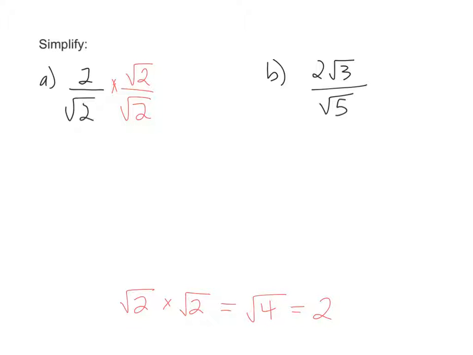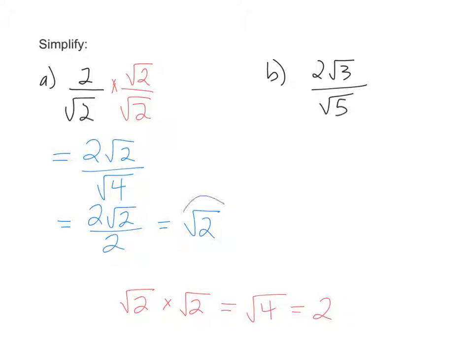Yeah, this becomes, on the top, 2 times root 2, so 2 root 2. And on the bottom, root 2 times root 2, which is root 4 or 2. So it's 2 root 2 over 2, or actually that can simplify further, can't it? 2 root 2 over 2, and then the 2's cancel, and it's just equal to root 2.